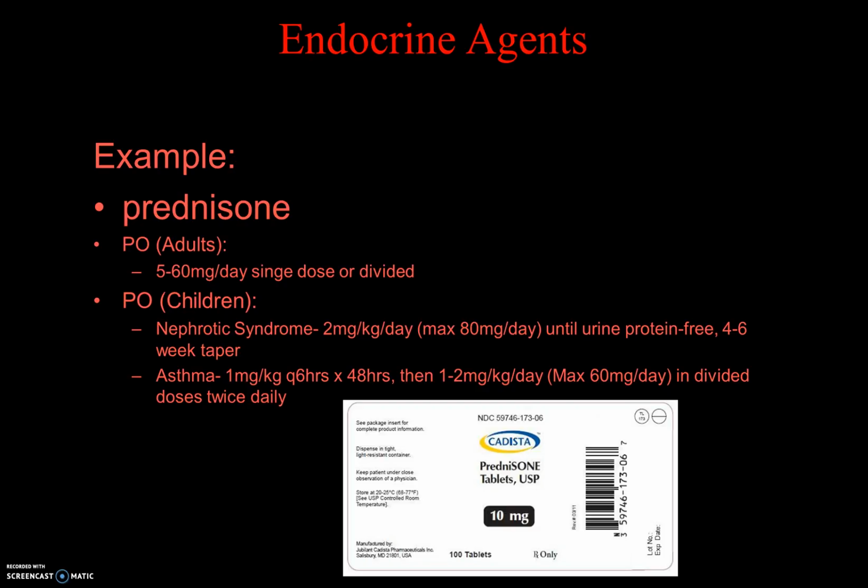And when you're treating asthma, the dose is going to be 1 milligram per kilogram every 6 hours for 48 hours, and then 1 to 2 milligrams per kilogram per day with a maximum of 60 milligrams per day, and that dose would be divided into a twice daily dose.